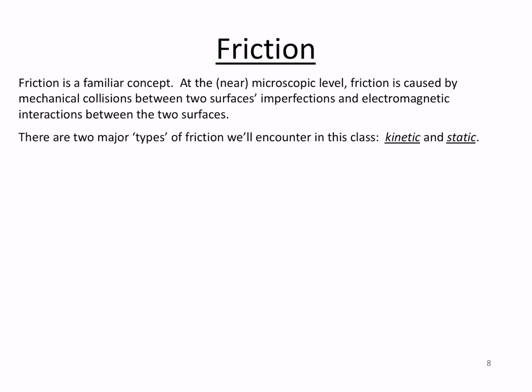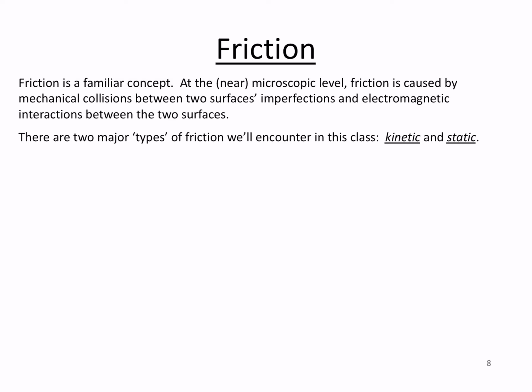Okay, hello. We're going to talk about forces of friction or friction forces today. And friction at a near microscopic level is caused by all these little electromagnetic interactions between the atoms of the two surfaces that are in contact, and the collisions between all the little imperfections and ridges and valleys in the surfaces of those materials.